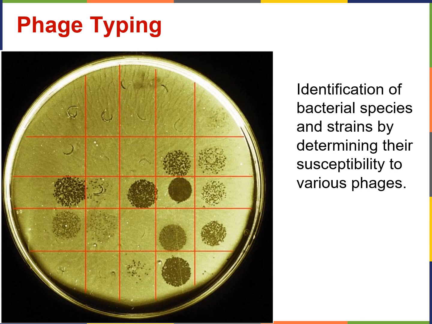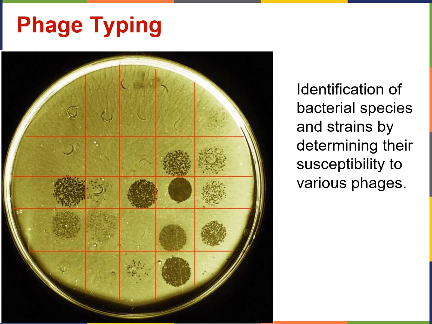So one way that you can test for the presence of a particular bacteria is with the technique known as phage typing. You add the virus to the Petri plate, and you're looking for an interaction between the virus or the phage and the bacteria on the Petri plate.